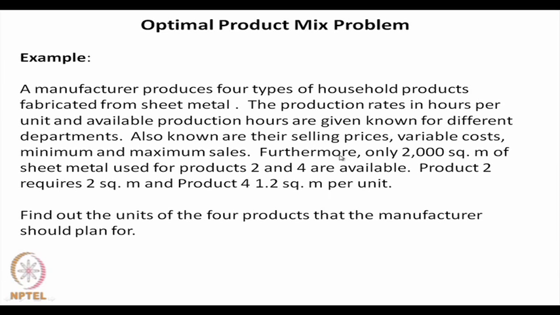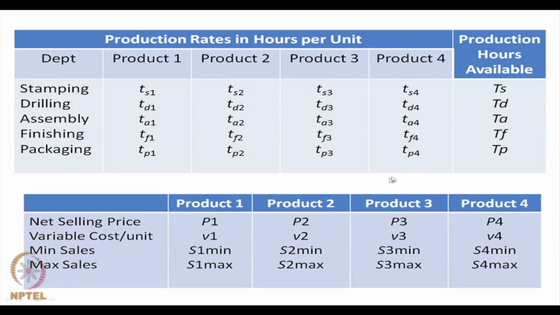that are given in the next slide. Furthermore, the sheet metal available is 2000 square meter, which is used for products 2 and 4, and products 2 and 4 require 2 square meter and 1.2 square meter per unit respectively. So, there is a constraint as far as the sheet metal is concerned. Now, look at this table.